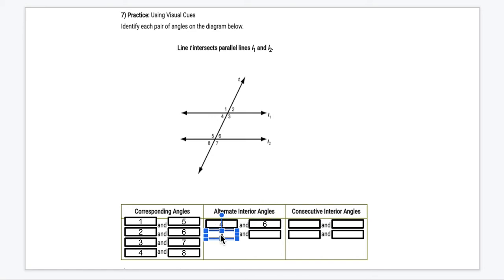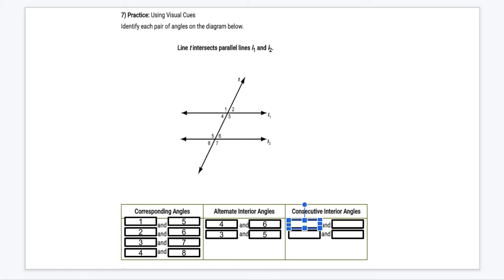So that leaves 3 and 5 as the other alternate interior angle pair. And then finally, for consecutive interior angles, I want to once again focus only on 4, 3, 5, and 6, but I'm going to stay on the same side of the transversal.